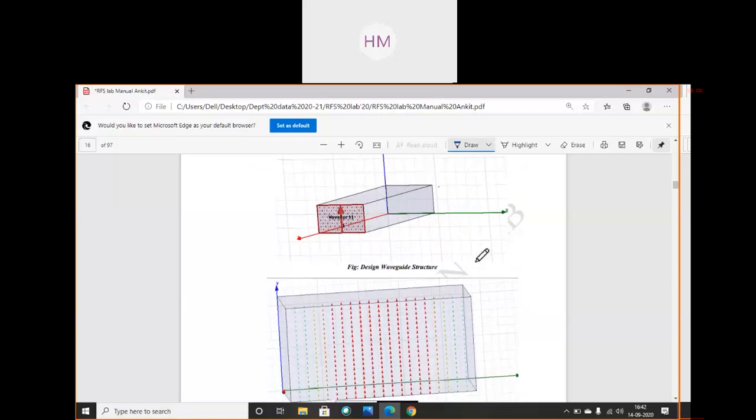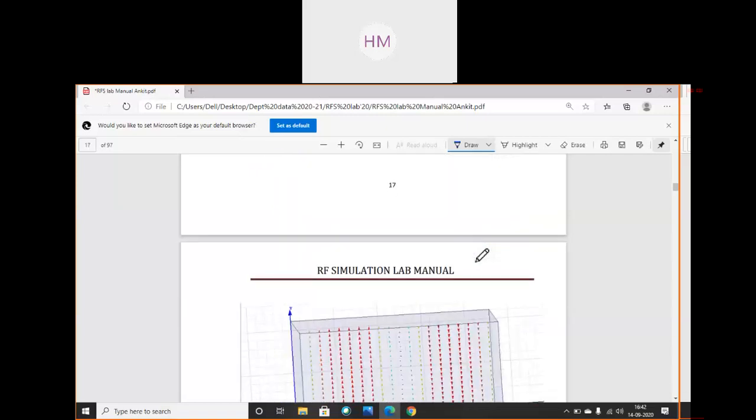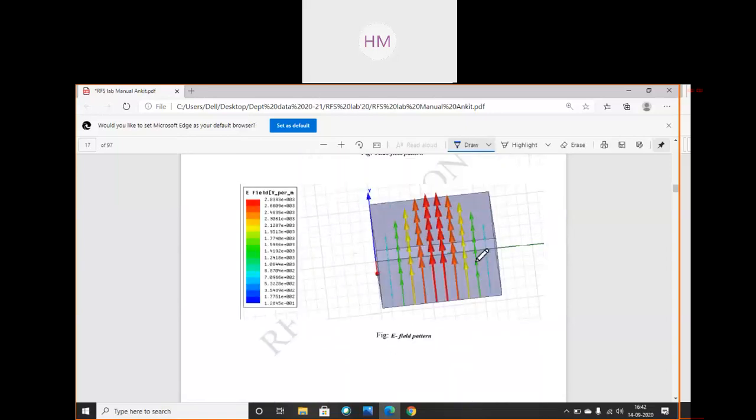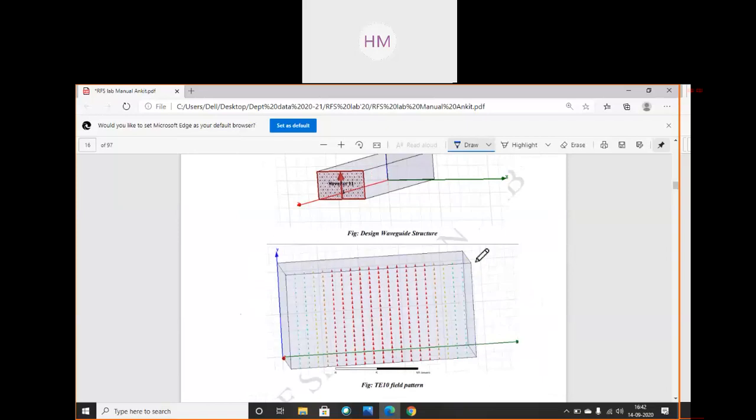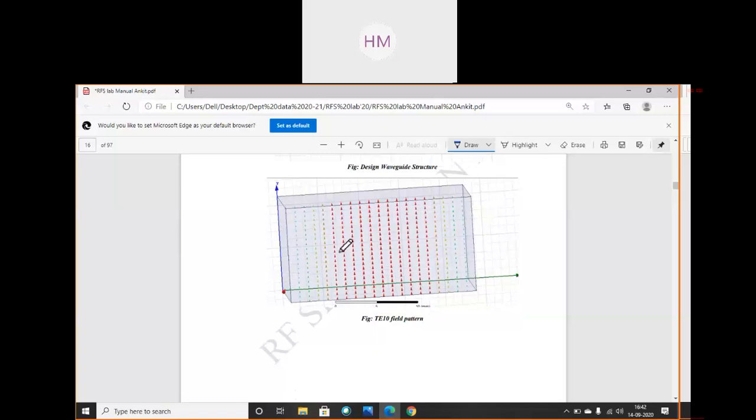Then these are the electric and magnetic field patterns. TE10 field pattern, TE20 field pattern. You can see that the number of electric field lines will increase. At the center, electric field intensity is the highest. It reduces towards the boundaries.